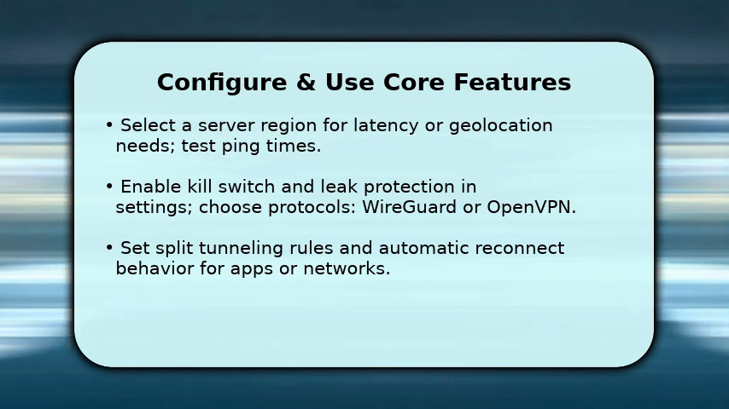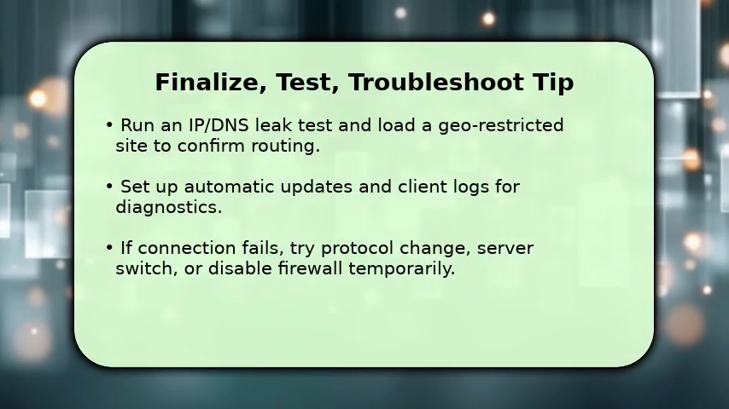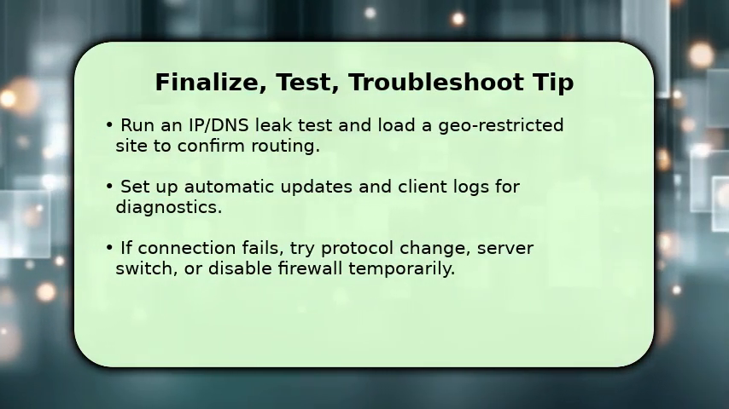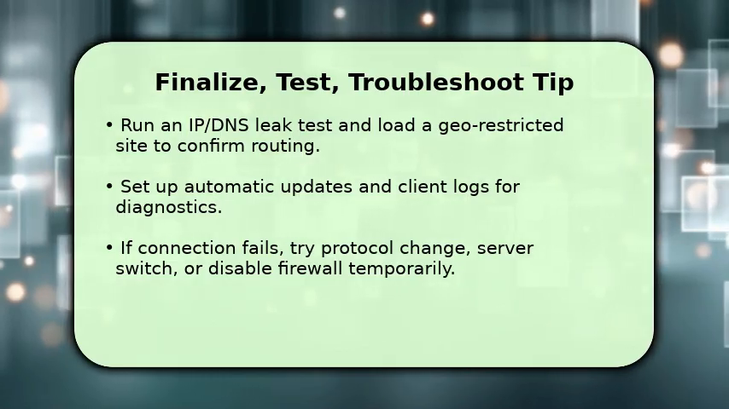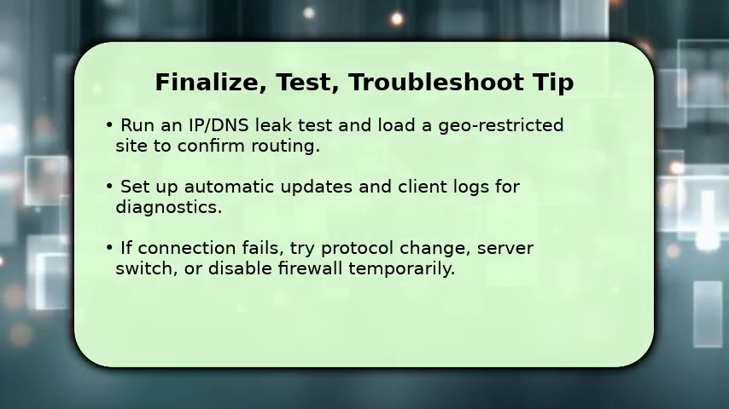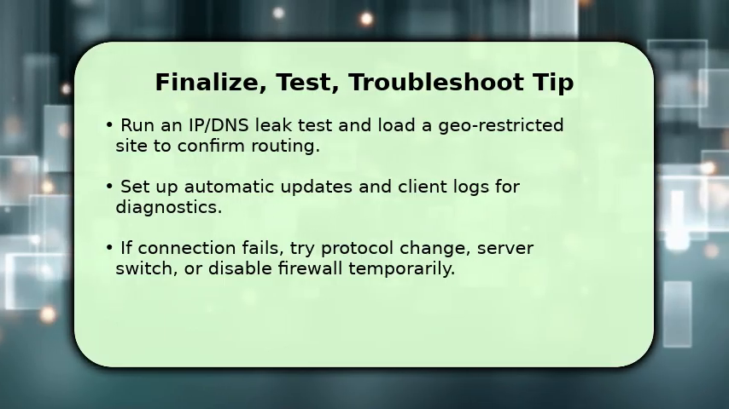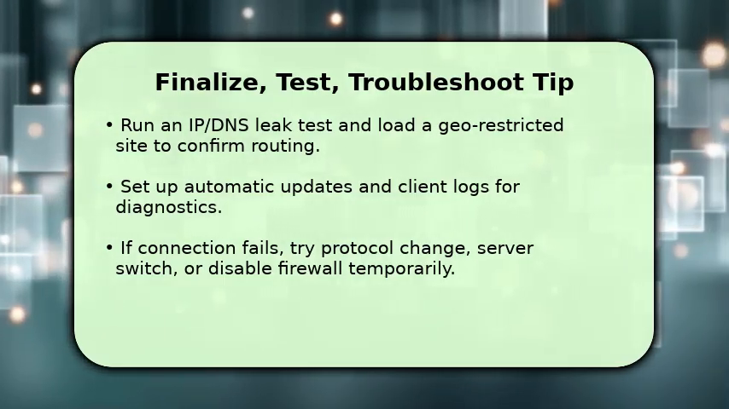To finish, validate operation. Run an IP and DNS leak test, then visit a geo-restricted site or streaming service to confirm routing behaves as expected. Enable automatic updates and collect client logs for future troubleshooting.